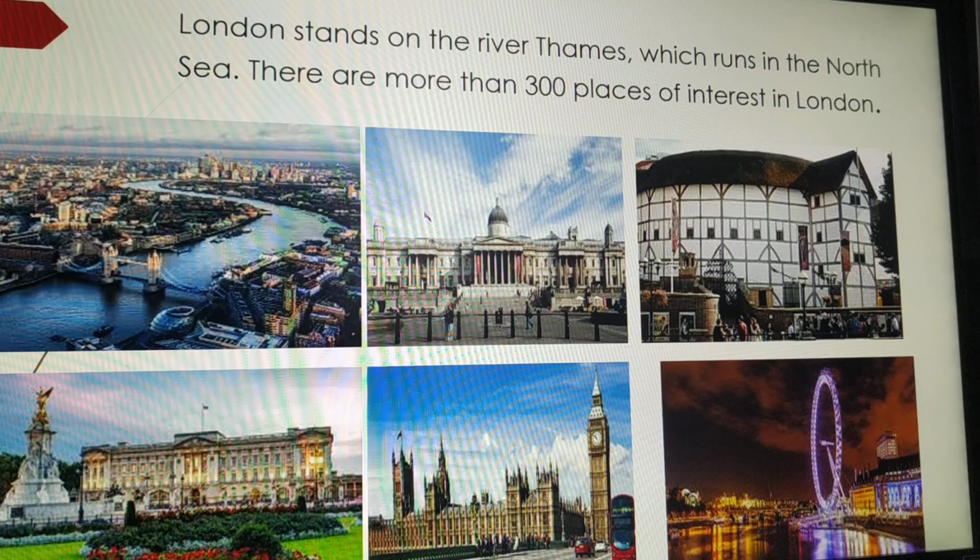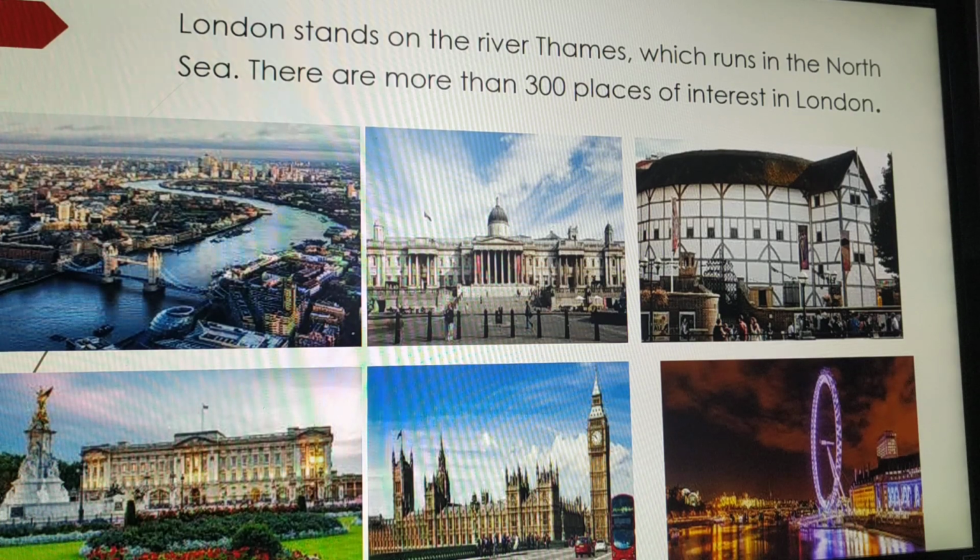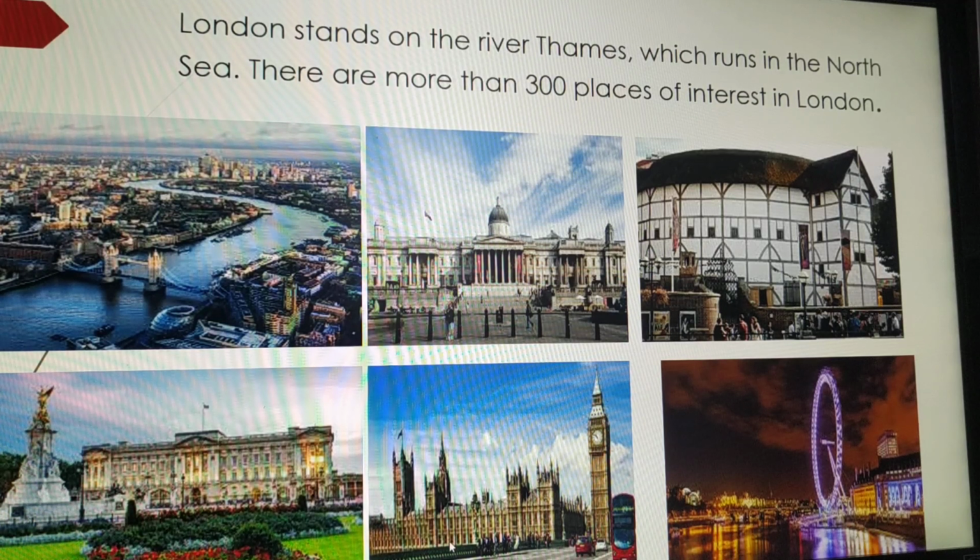Buckingham Palace has approximately 775 rooms, and you can find there a cinema, a theater, a museum, and of course a mall. So all the necessary things. The British Museum, the National Gallery, which is represented on the second picture, Madame Tussauds Museum, it is a museum of wax figures, the Houses of Parliament, here is the picture, and the Tower of London.